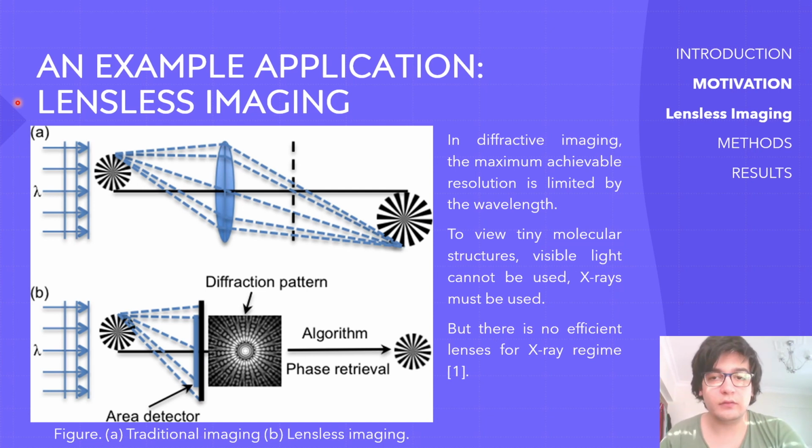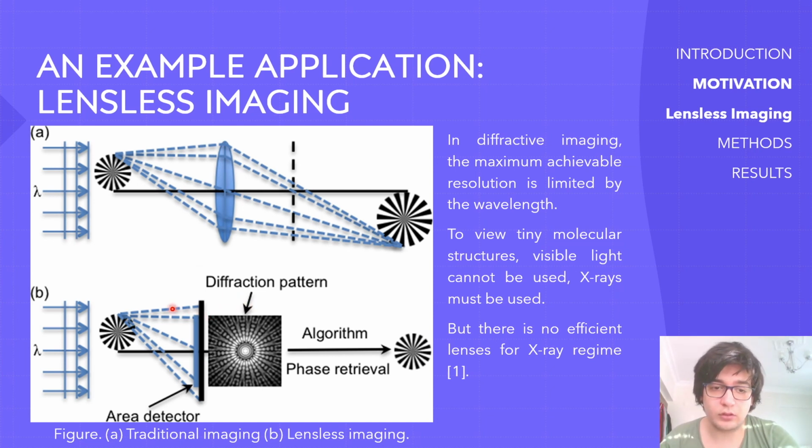As you know, in traditional imaging we use lenses to create an image of the object, but the maximum resolution is limited by the diffraction limit, and due to this limit, to view tiny molecular structures we can't use the optical region of the spectrum. We should use X-rays to investigate the structures of tiny molecules, and we have no efficient lenses working in the X-ray region, so we should try something different.